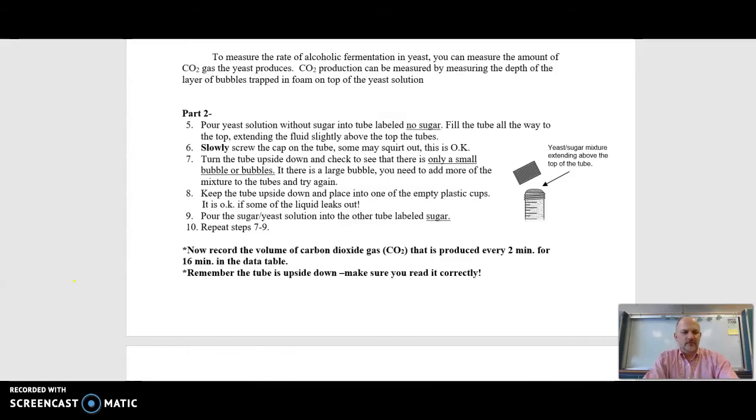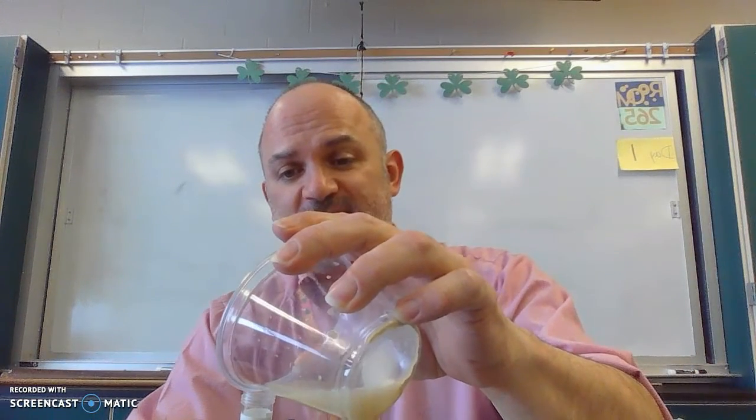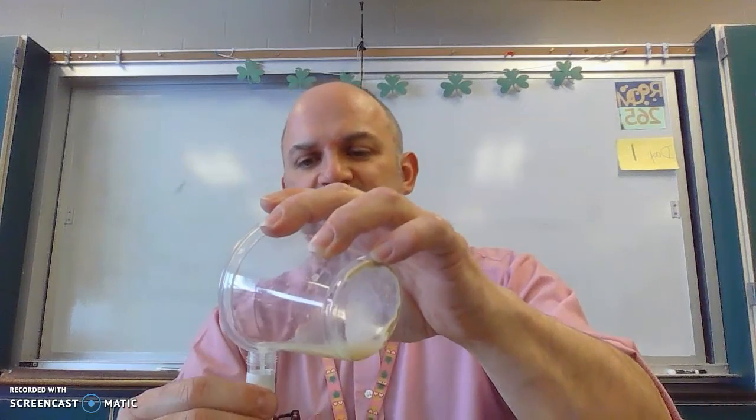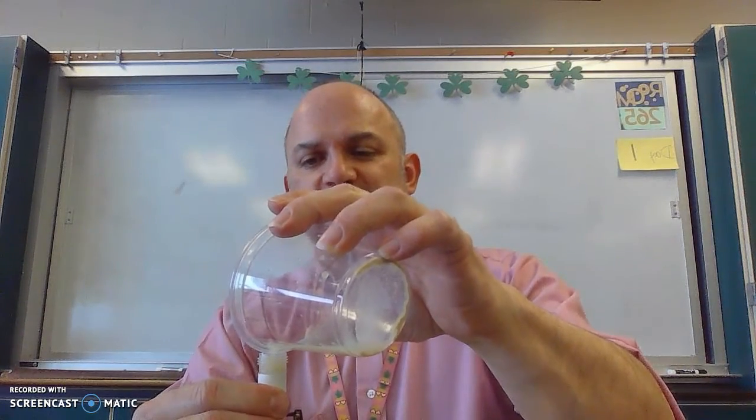What I want to do is put the yeast solution that's in this cup into this graduated tube. And I want it to overflow a little bit because as the yeast produces carbon dioxide, it's going to push some of the solution out, but the carbon dioxide is going to get trapped at the top of the tube. You'll kind of see. All right, so I'm going to pour this until it's overflowing at the top. There's a little dome of yeast solution. It's okay if some of it spills. It's not a big deal.